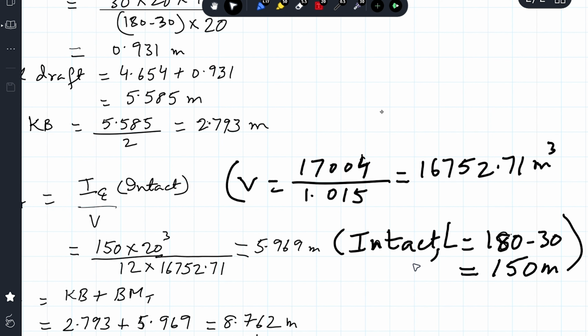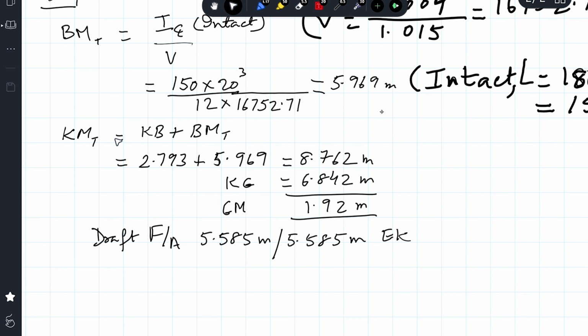For calculating the BM, we are using the intact length of the water plane. Intact length is 180 minus 30, 150 meter. Okay, so 150 into 20 cube upon 12 divided by underwater volume gives 5.969 meter transverse BM. So KB plus transverse BM will give transverse KM: 2.793 plus 5.969, 8.762 meter. Subtract the KG 6.842 and I get GM 1.92 meter.